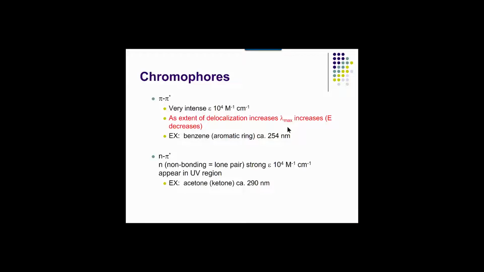N corresponds to a non-bonding orbital, a transition from that as the HOMO to a pi star as the LUMO orbital. And a good example of a chromophore that exhibits this type of transition is the ketone functionality, and therefore acetone. Again, strong absorbance bands in the deep UV.